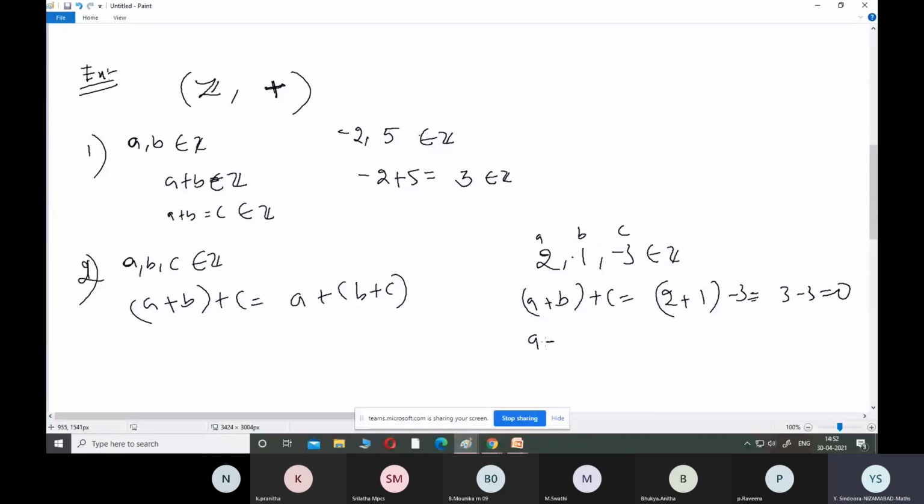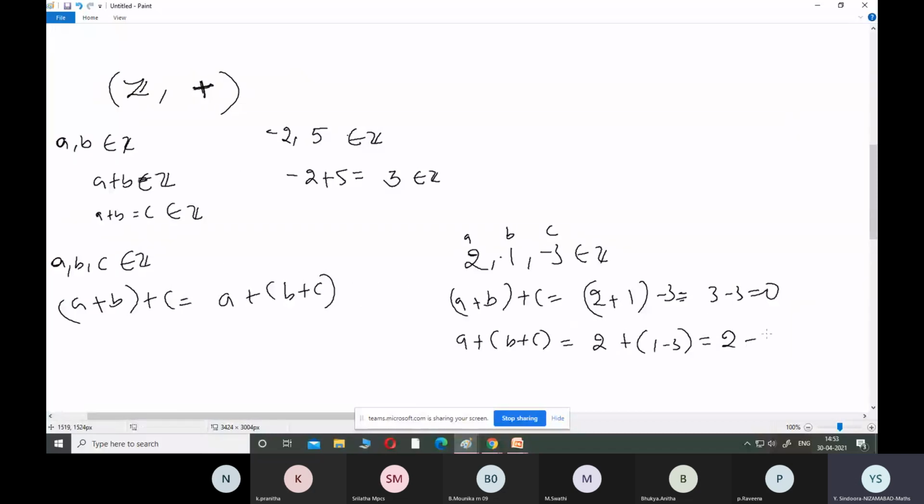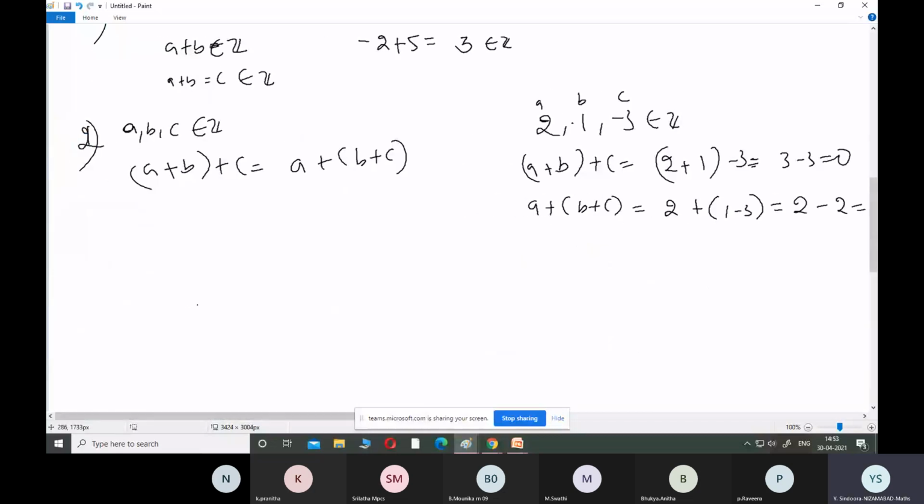So what is a + (b + c)? What is a for us? It is 2 + (b + c), which is nothing but 1 - 3, which is equal to 2 - 2, which is equal to 0. It is satisfying associativity. You take any three elements, it will obviously be satisfying the associative property.